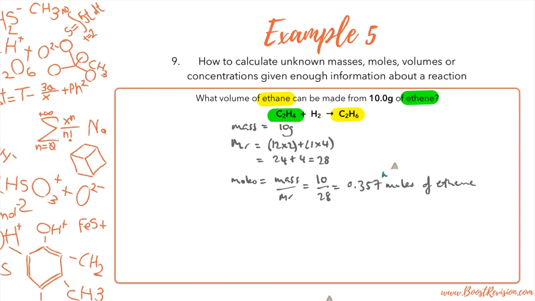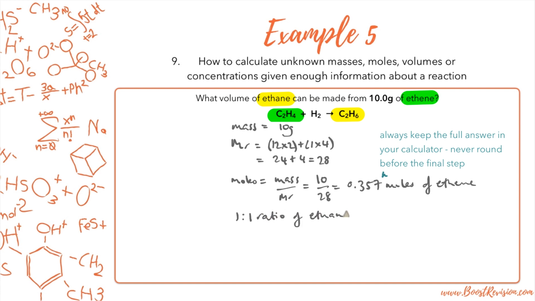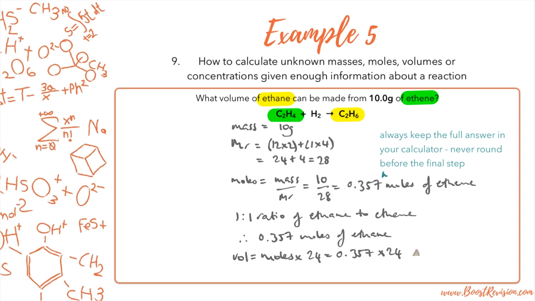Please note that I've written 0.357, but I've kept the value in my calculator because it's actually a really long number and I don't want to write all the digits, but it's really important that you keep the full answer in your calculator and never round before the final step. Otherwise you might end up with the wrong answer and get marked down. So we've got a 1-to-1 ratio of ethane to ethene, so we've got the same number of moles of ethane. So we can go back to the equation triangle and do volume equals moles times 24, which is 0.357 times 24, and that's 8.57 dm cubed to 3 significant figures.